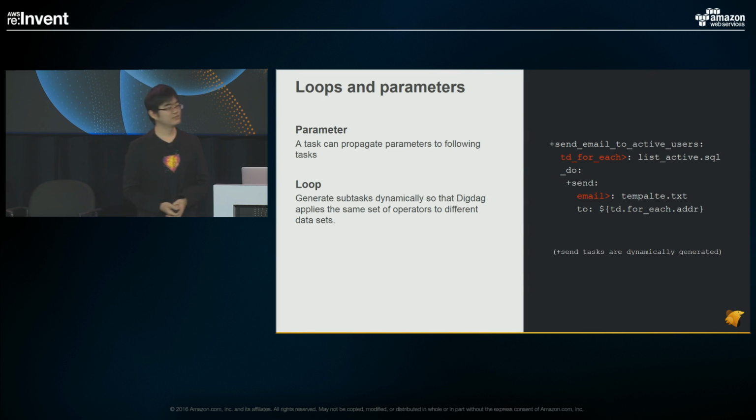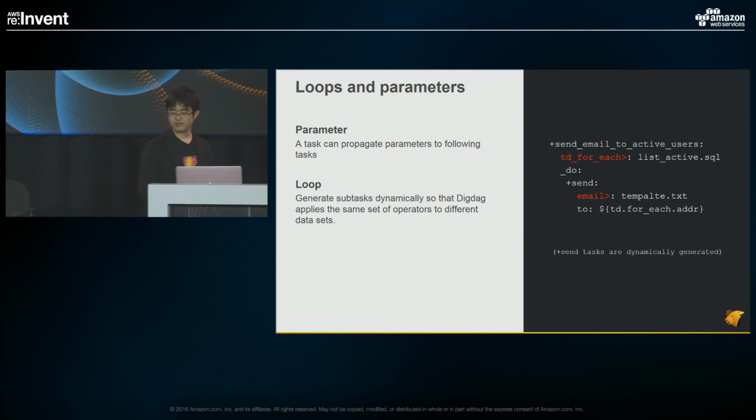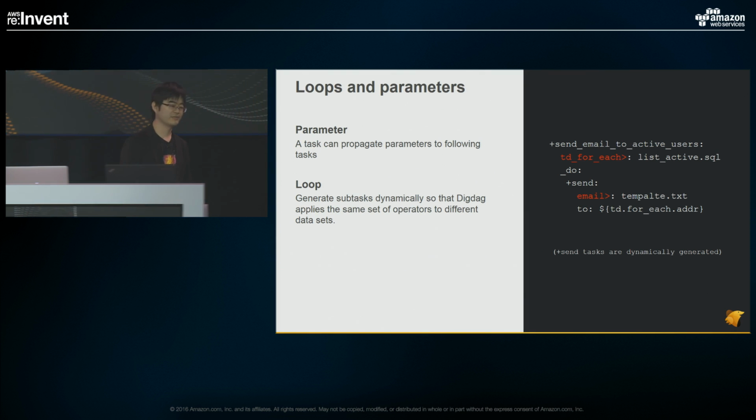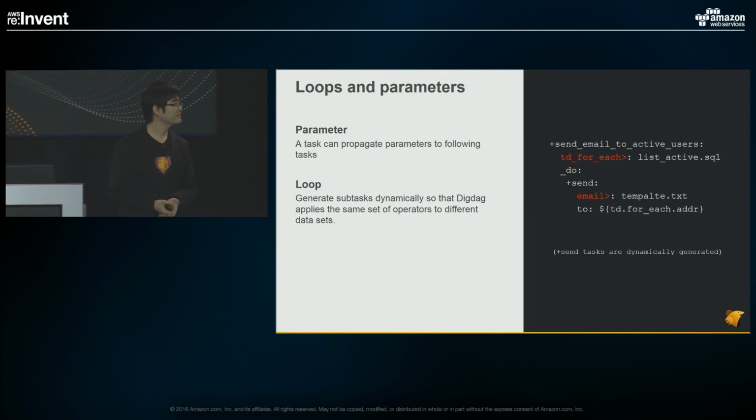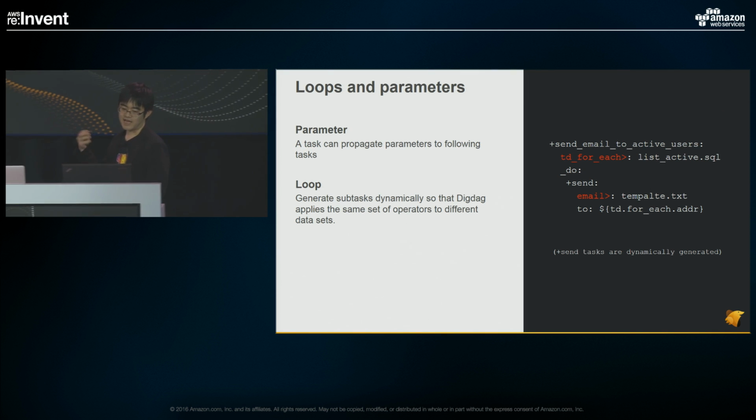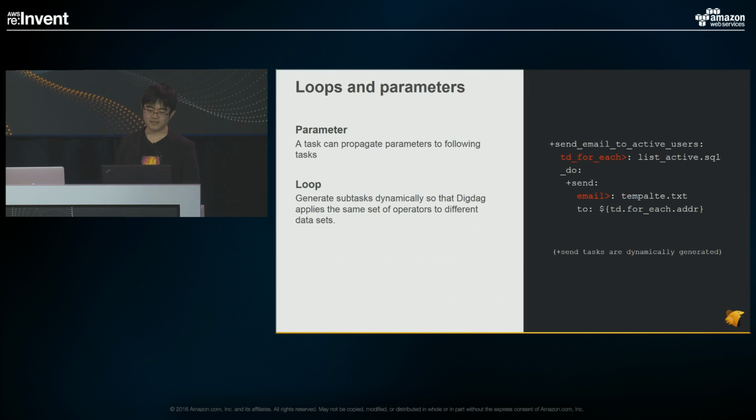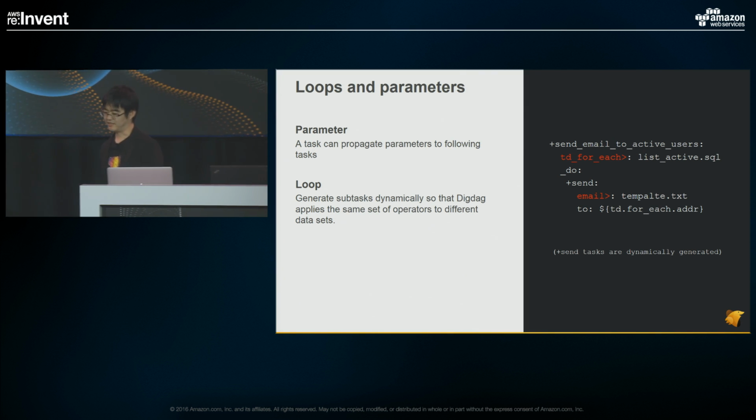And loop and parameters. So for example, this operator, TD for each operator, runs a select statement on storage data, then gets the results. And for each result row, loops the subtask. So in this example, it gets an active user list using a SQL, and then for each row, sends an email using the email operator.